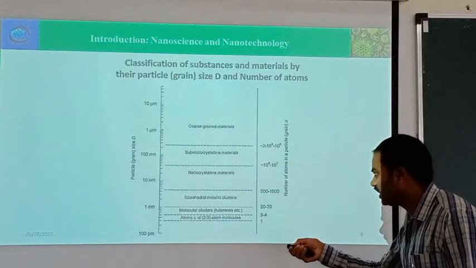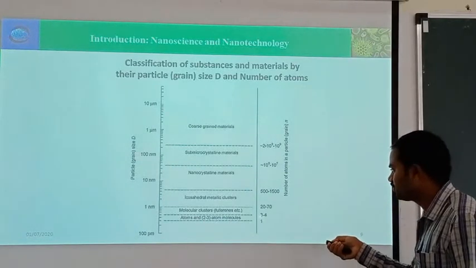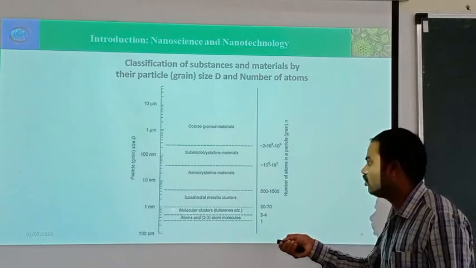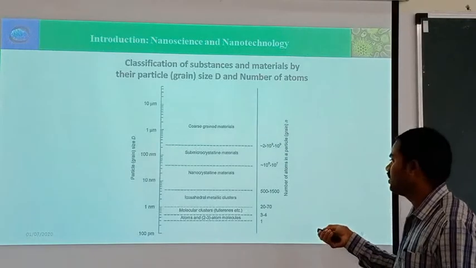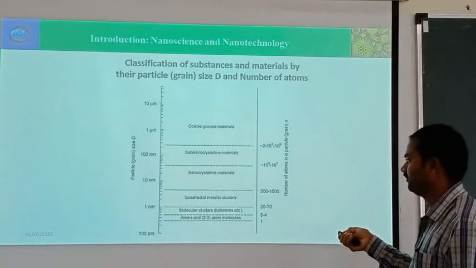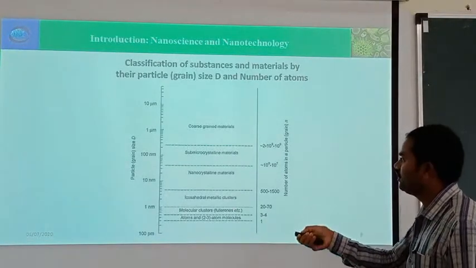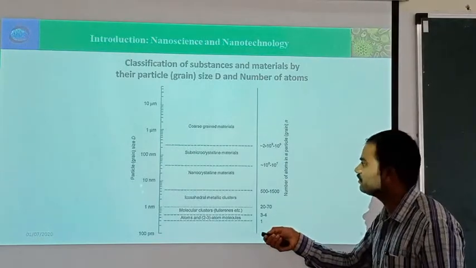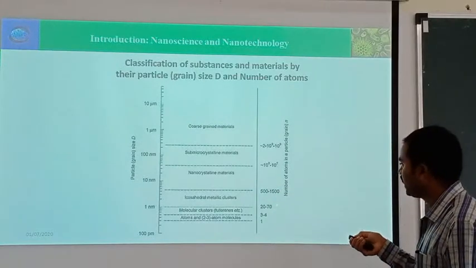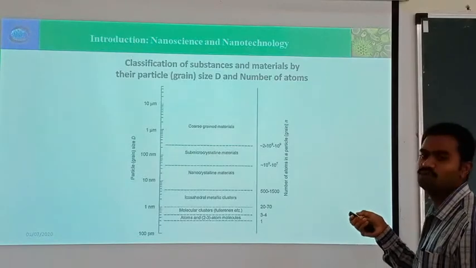So you can find out the atom and 2-3 atom molecules together, which form the 2 to 3 atoms present in that particle. When you go for a molecular cluster like a fullerene ring, the number of atoms involved is 20 to 70. Like that, metallic cluster, nanocrystalline material, semiconductor material, when you go upwards, the particle size increases, and in the meanwhile the number of atoms present in that material also increases.